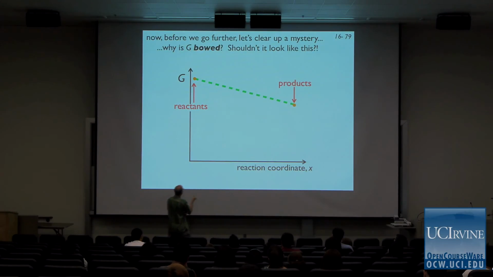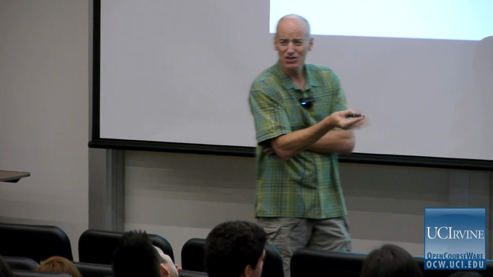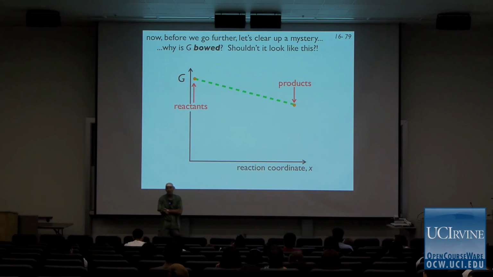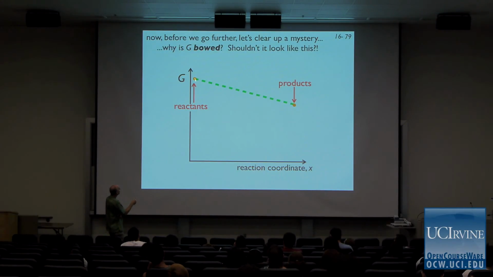In other words, why wouldn't the Gibbs energy of some mixture of the reactants and the products just lie somewhere along this dashed line? Isn't it intuitively obvious that that should be the case? Of course, if it was, there would be no equilibrium in chemistry, because equilibrium is defined as dG equals 0, and there's no minimum in this plot. It's a straight line, and so the reaction would just go boom, wouldn't it?